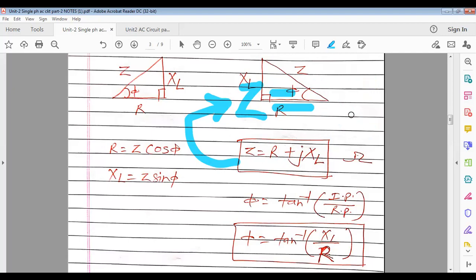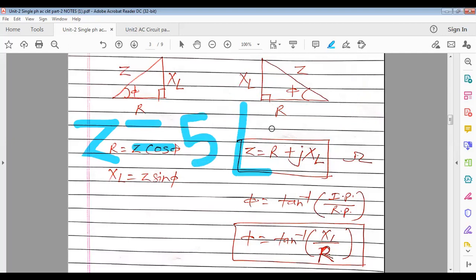Got it? What happens sometimes in an exam, they directly give it like this. Suppose the impedance is 5 at an angle of plus 60 degrees, and find out the circuit parameters. They don't mention whether it's a series RL or series RC. So how will you find out whether it is a series RL or series RC? By checking this angle. If the angle is positive, it's a series RL. If the angle is negative, it's a series RC. Got it?